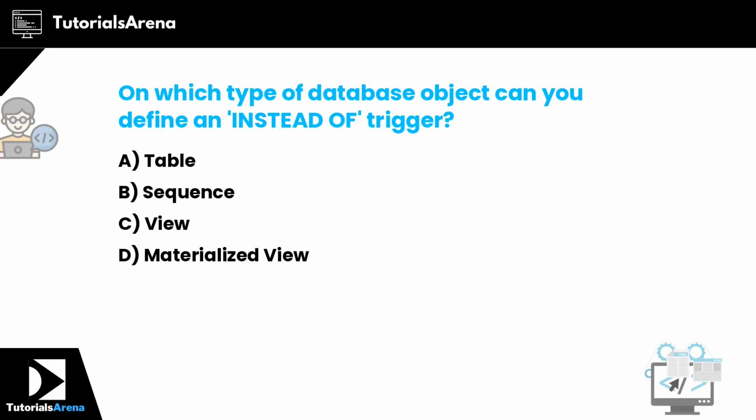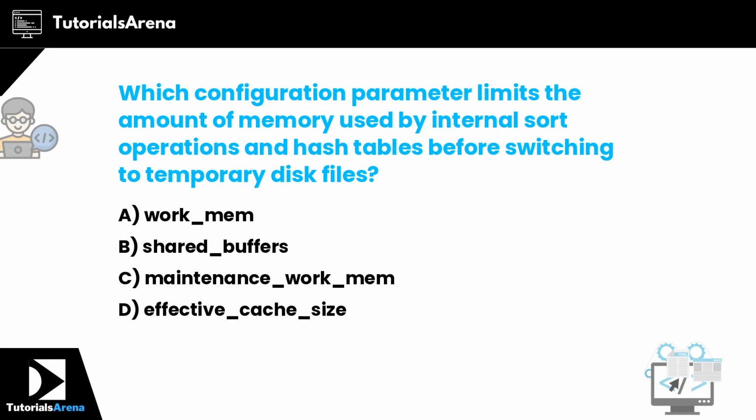On which type of database object can you define an instead of trigger? The correct answer is option C, view. Which configuration parameter limits the amount of memory used by internal sort operations and hash tables before switching to temporary disk files? The correct answer is option A, work_mem.